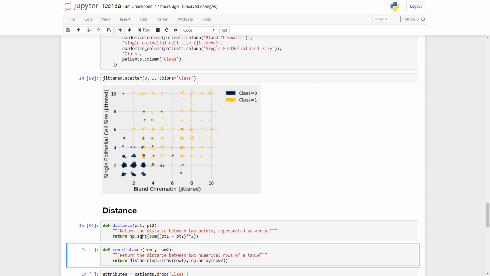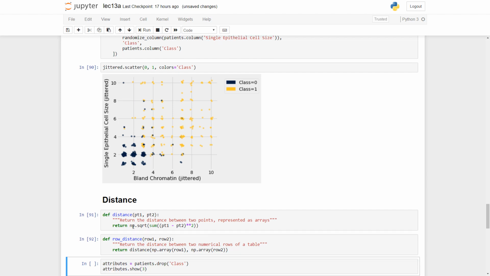Now if we want to generalize that to rows, we can get the row distance. The only difference between this and that is that we assume that these are rows in a table, so we have to convert them into an array before we compute the actual distance using this function.